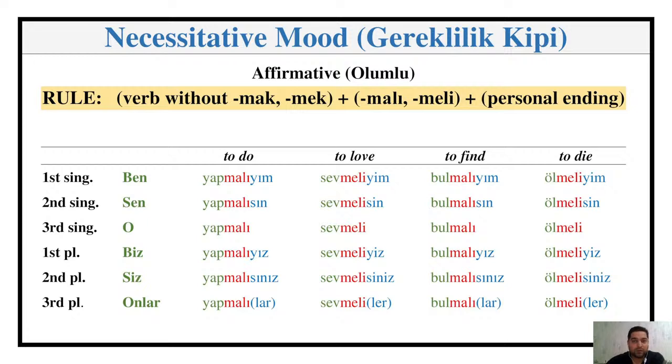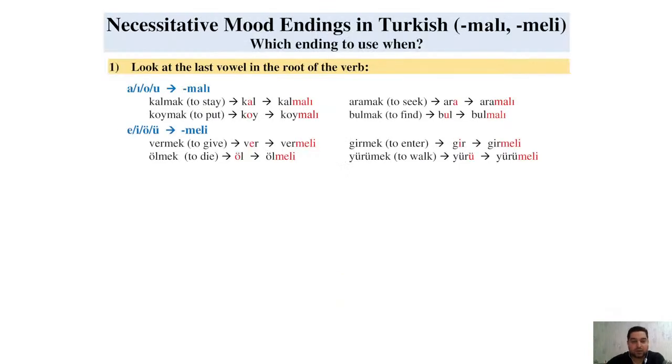So how do we decide whether we use malı or meli? It's very simple and much simpler than even the other tenses that we have covered so far. There are only 2 possible cases. You only have to look at the last vowel in the root, and whether the root ends in a vowel or a consonant doesn't matter. So if the vowel is a, ı, o, u, you definitely have to add malı. And if the last vowel in the verb root is e, i, ö, ü, then you have to add the meli ending.